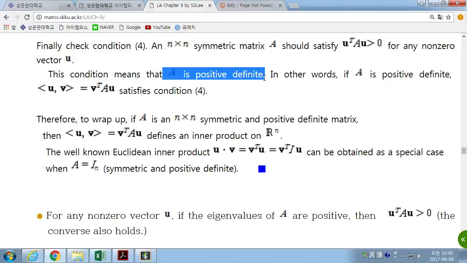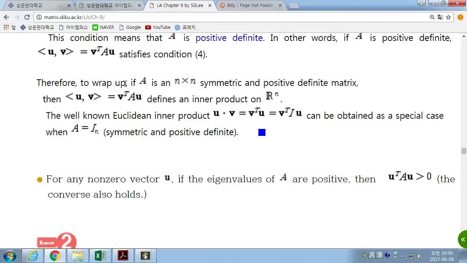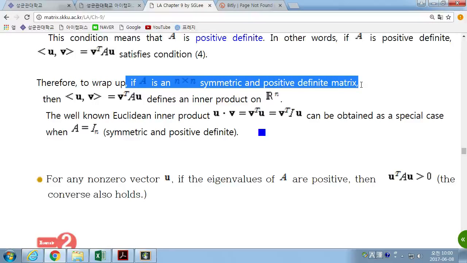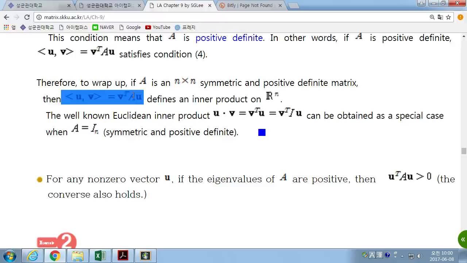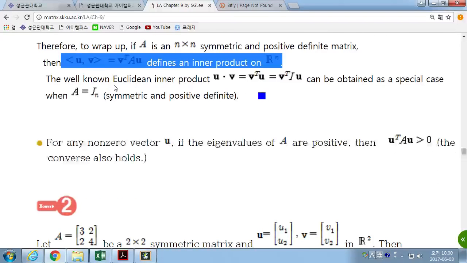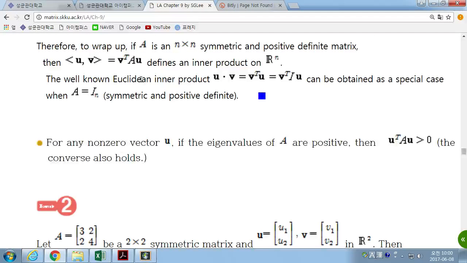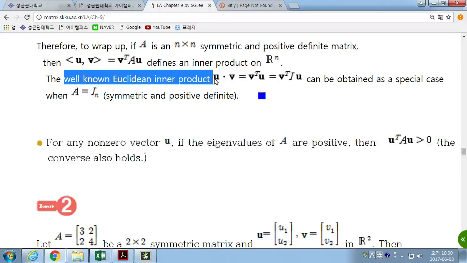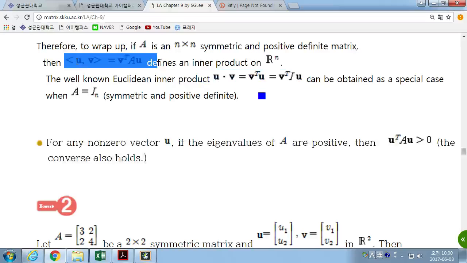You have learned this concept of positive definiteness in chapter 7. So therefore, if A is an n by n symmetric and positive definite matrix, then this operation always satisfies the four properties of an inner product. The well-known Euclidean inner product space is the special case of this inner product when A is equal to the identity matrix, which is symmetric and positive definite.